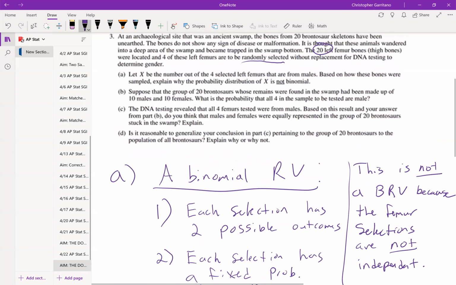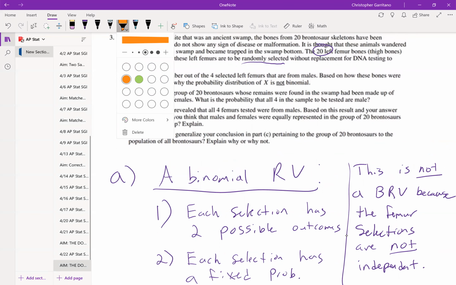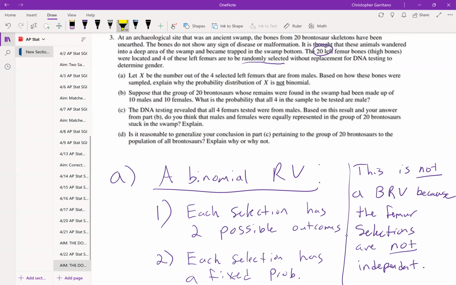Okay, part B. Let me go ahead and use a highlighter. All right. Part B. Suppose that the group of 20 brontosaurs whose remains were found in the swamp had been made up of 10 males and 10 females. Now, this word suppose right there, that tells us that we are making an assumption about this group of 20 brontosaurs. So it's basically saying, assuming 10 males and 10 females, what is the probability that the 4 that you select happen to be male?